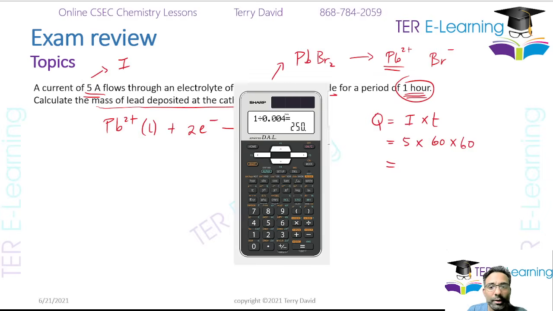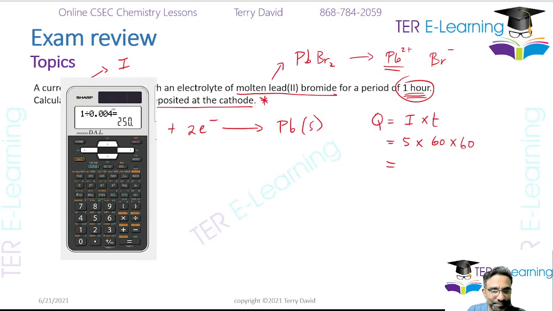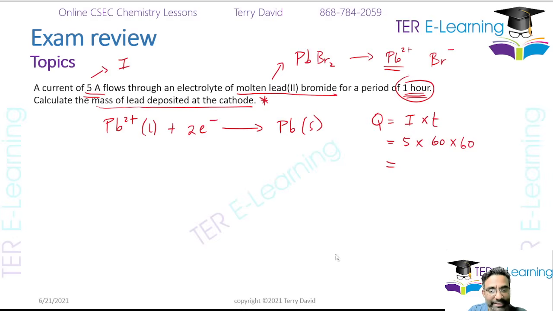Now, let's do a little calculation here. I'm going to work out the charge that actually flowed in the circuit. So that is 5 multiplied by 60 multiplied by another 60. What I did there, I converted into minutes, and then I converted minutes into seconds. This is going to give me 18,000 coulombs. That's the charge that flowed during that time interval. So this is 18,000 coulombs.